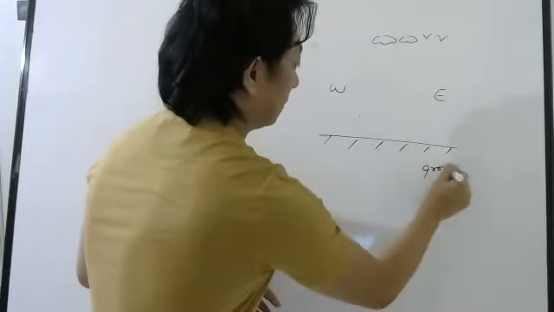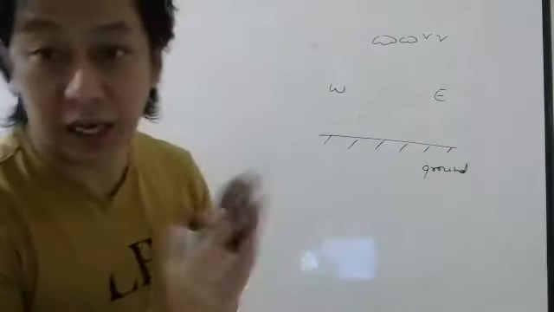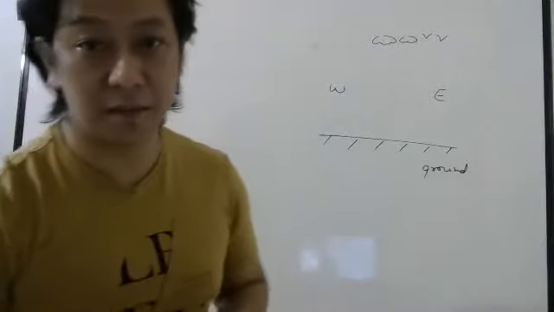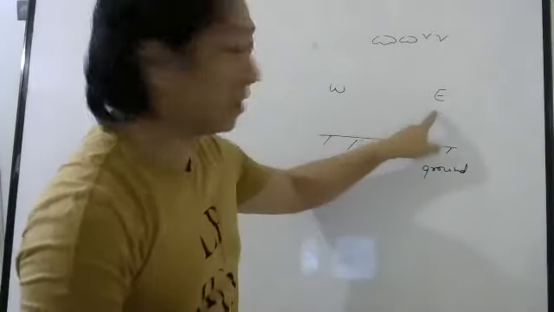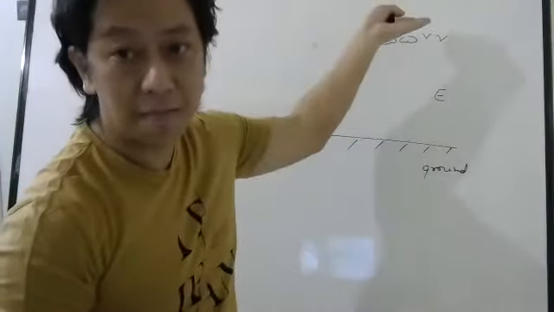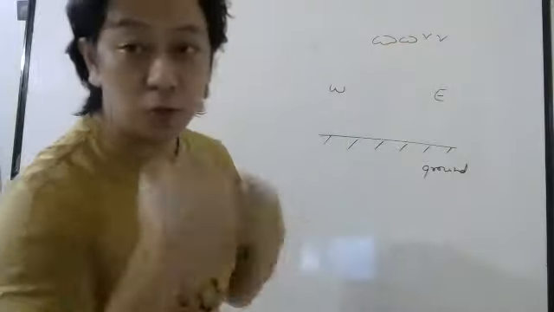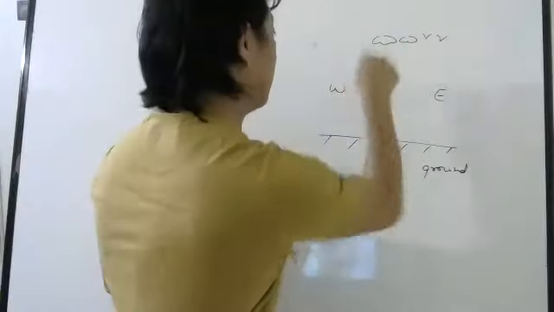This is ground. So the picture should be correct, otherwise wrong answers may come. So this is west, this is east, this is sky, up, this is down. So where will north be? North will be that side, inside the board.